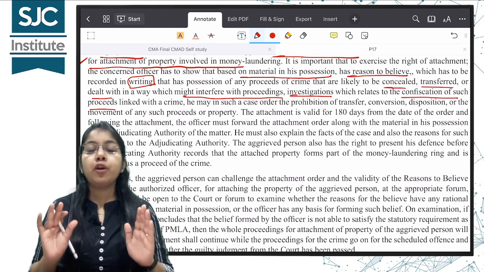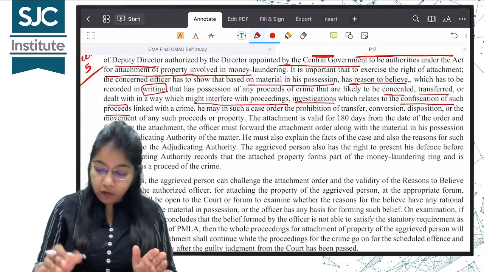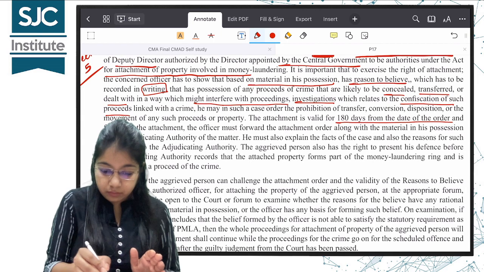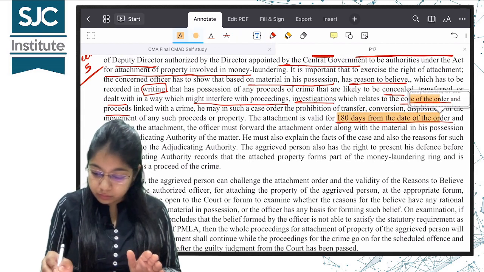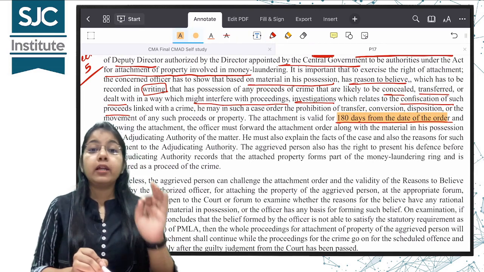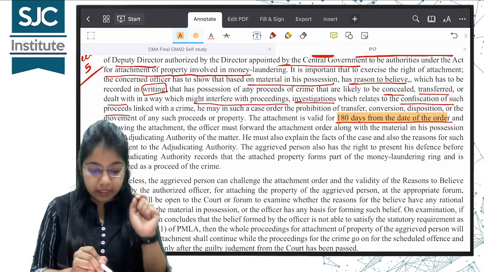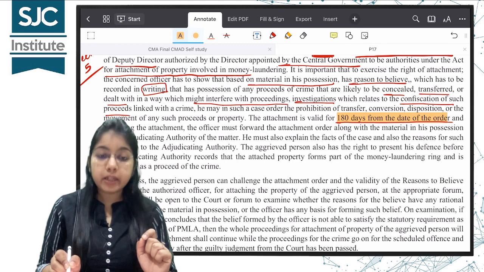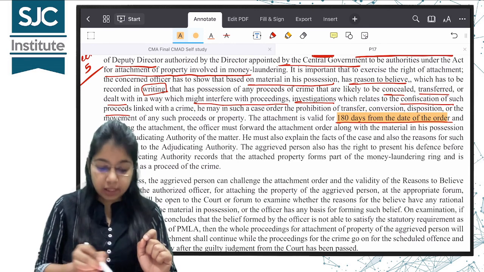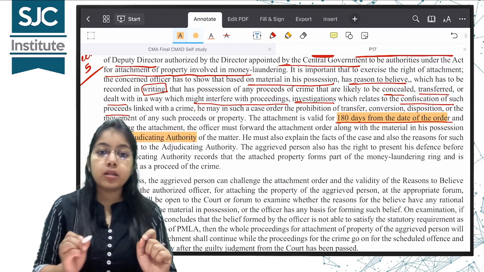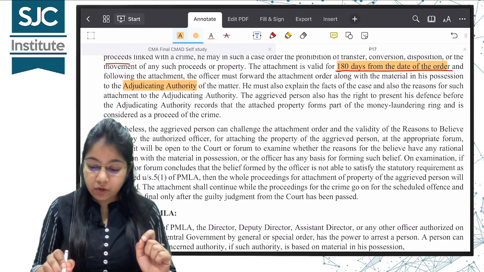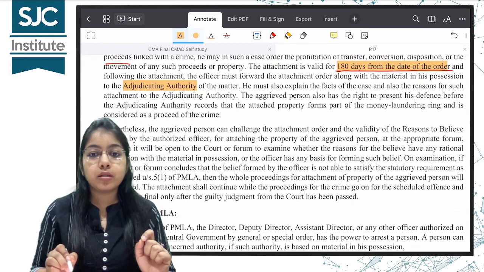Okay, this attachment, for how many days can it be done? For a period of 180 days from the date of the order. And the reasons also must be recorded in writing, an important thing. The officer must forward the attachment order along with the material in his possession to the adjudicating authority. He must also explain the facts of the case and also the reasons for such attachment.